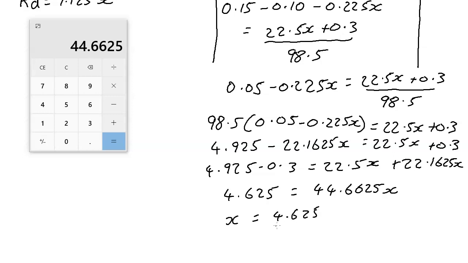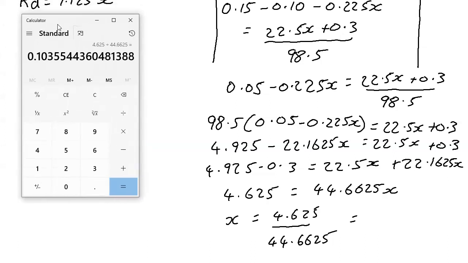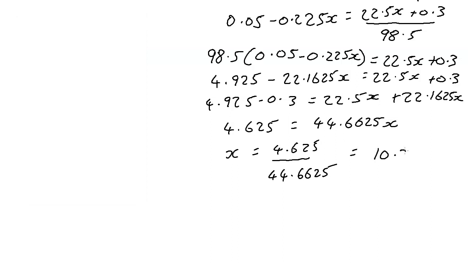4.625 divided by 44.6625. Remember, this was multiplication, when it went that side it became division. I'm just turning it around. X is equal to 4.625 upon 44.6625. And expanding the calculator, we have our answer as 10.355%. I'm going to multiply that into 100, so 10.355, which I'm going to round up as 10.36%.